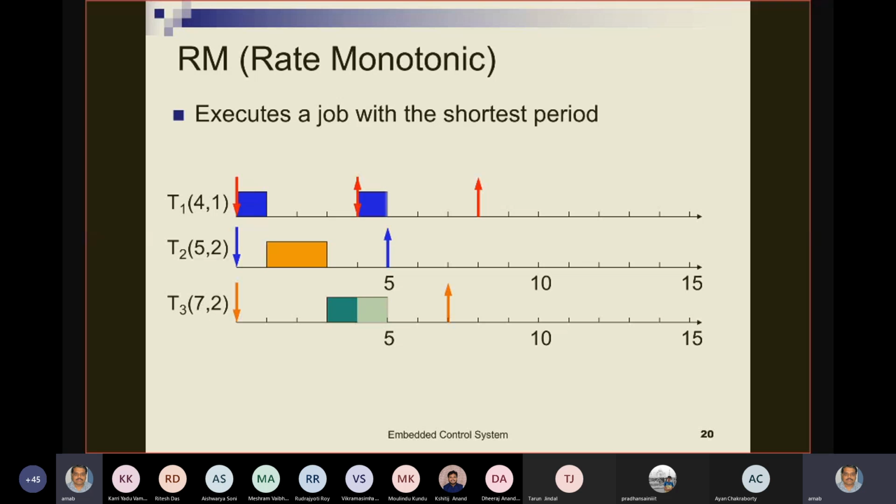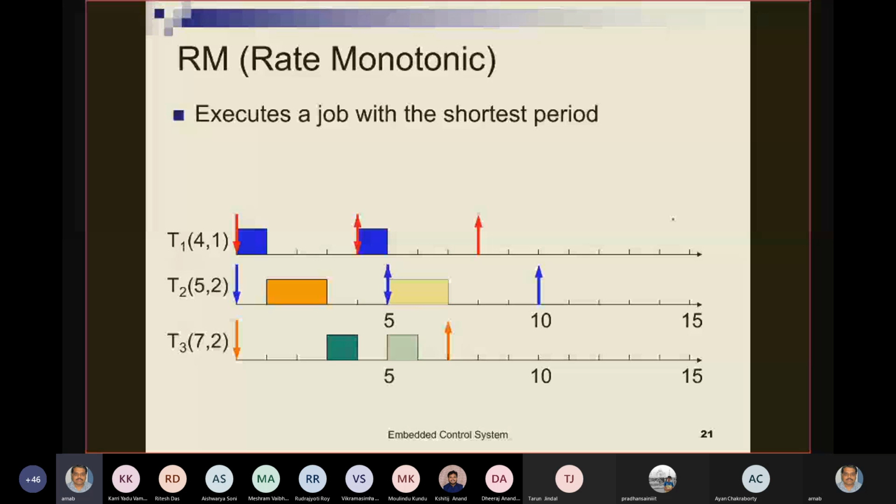Now at time 5, the next instance of task 2 comes again. At time 5, task 1 is not there. At time 5, now T2 and T3 are there. But because T2 is higher priority, again T2 gets the processor and T3 does not get it. So T2 executes from 5 to 6.